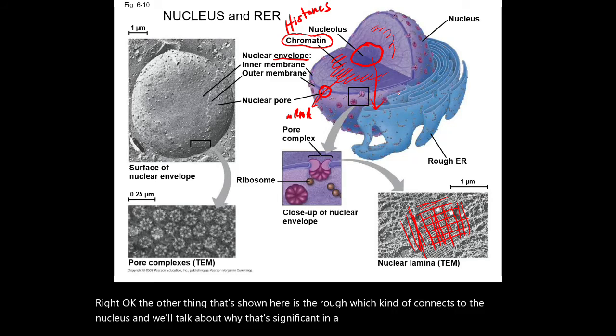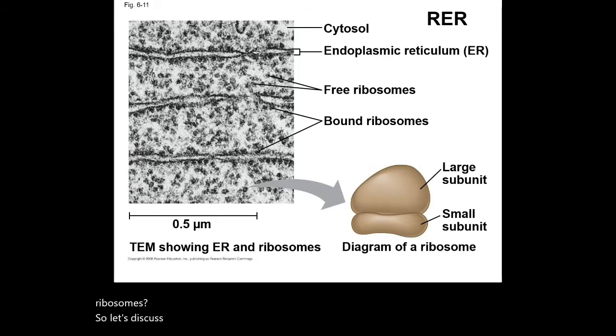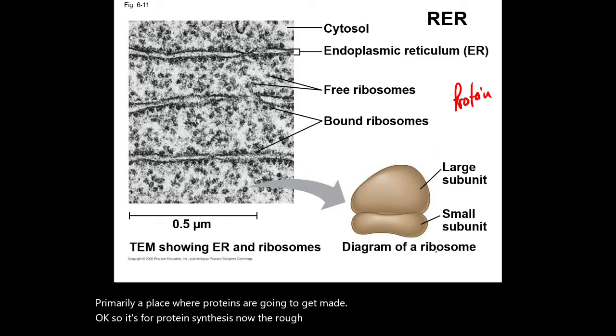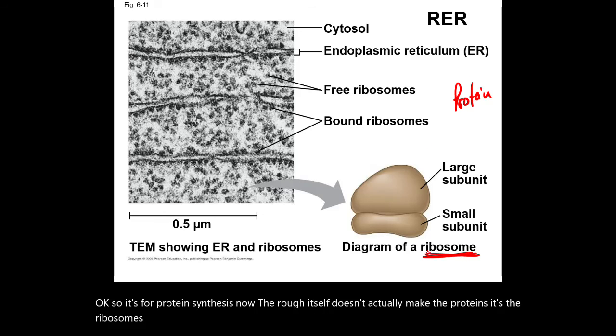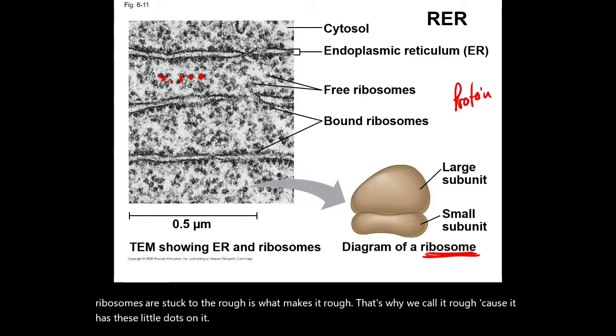So the rough ER is this folded, like baggy membranes that's all over the place here, and it has tiny little dots on it, which are the ribosomes. So let's discuss what the rough ER does. The rough ER is primarily a place where proteins are going to get made. Okay, so it's for protein synthesis. Now, the rough ER itself doesn't actually make the proteins. It's the ribosomes that make the proteins, the ones that are stuck to the rough ER. And the fact that ribosomes are stuck to the rough ER is what makes it rough. That's why we call it rough, because it has these little dots on it. It has a rough surface because of that.